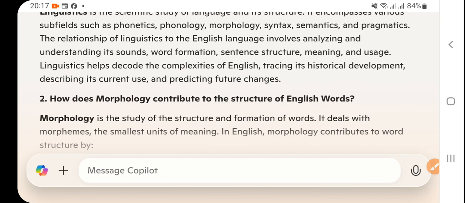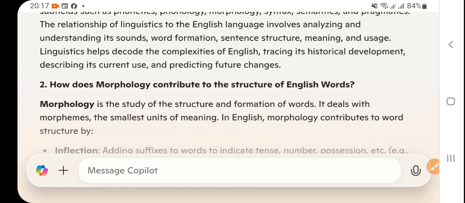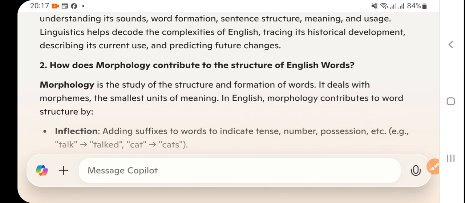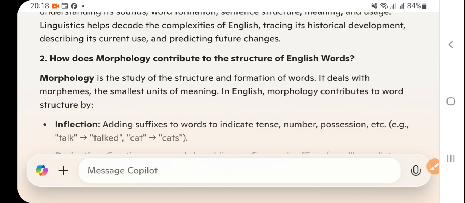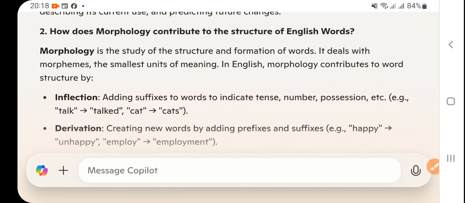Linguistics is very helpful to analyze the English language. Linguistics helps decode the complexities of English. When you study English, you come to know what the complexities of the English language are. Tracing its historical development, we had already discussed. Describing its current use, what we use right now, and predicting future changes. After technology, in future changes, definitely we are going to borrow many words from other languages. So that's a prediction. Okay, so this is the first question.